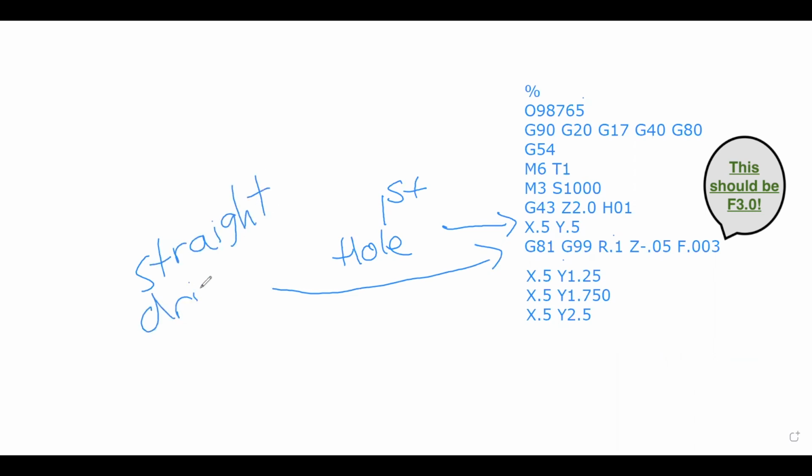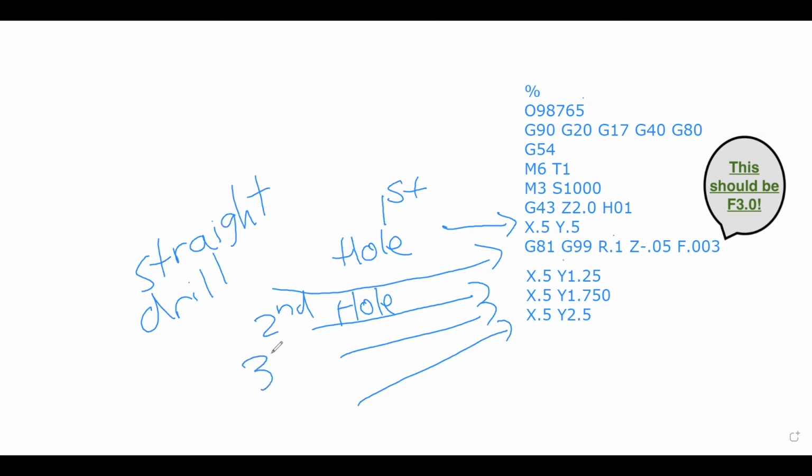For spot drilling, and then we list our points that we want to continue to cut. So that's the second hole, third hole, and the fourth hole.